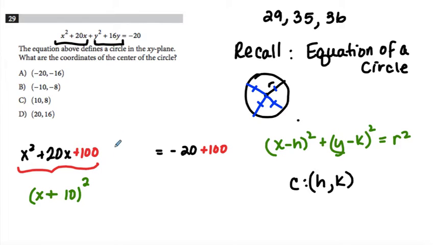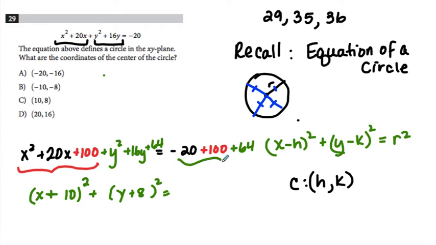The other side, you do half of 16, which is 8, and square it, which is 64. So this becomes 16y plus 64. Whatever you do to one side, you do to the other. And then you turn this into the square of a binomial, so it would be (y plus 8) squared.